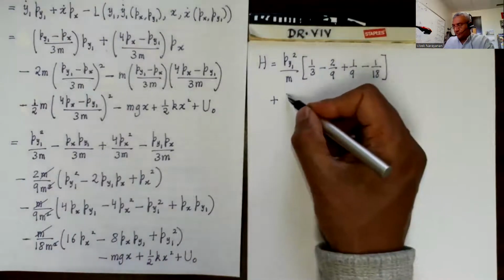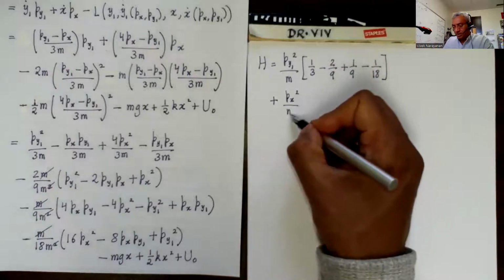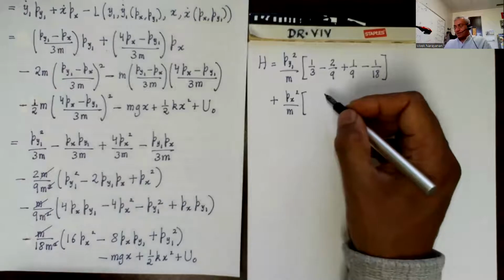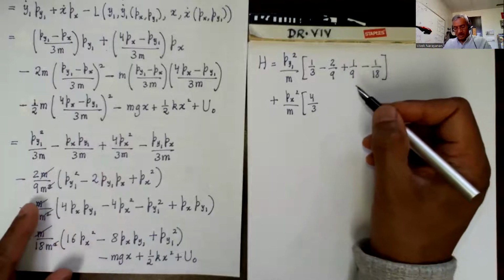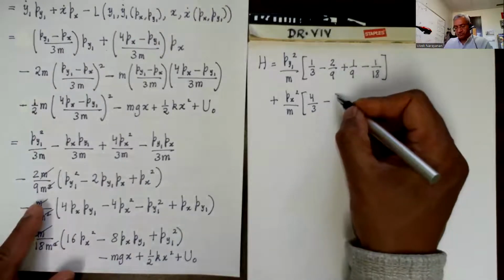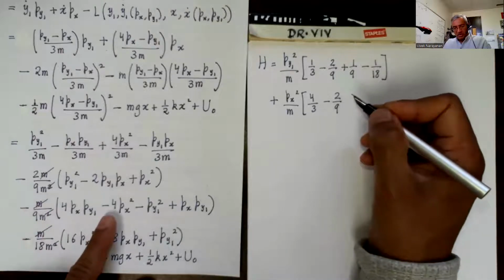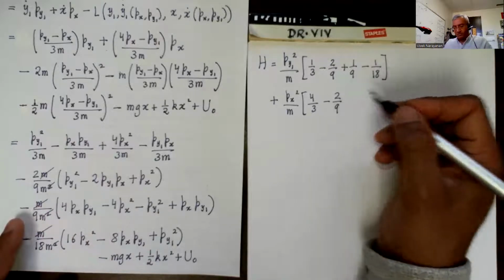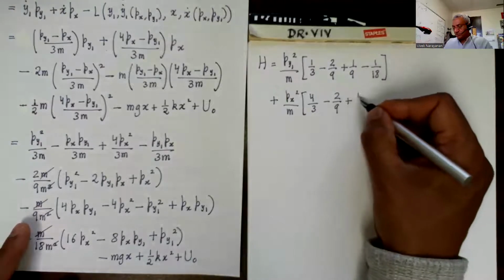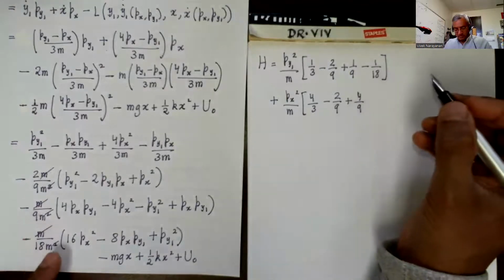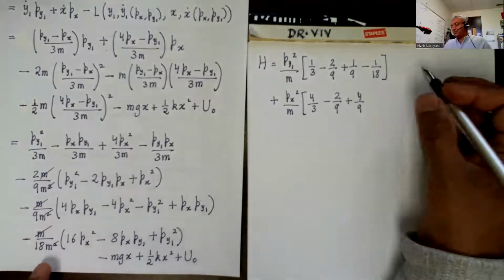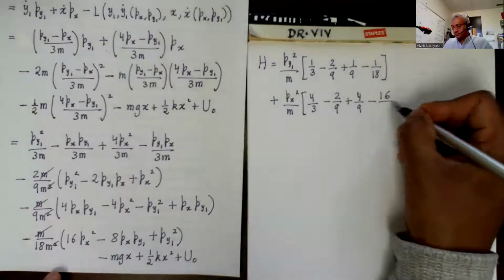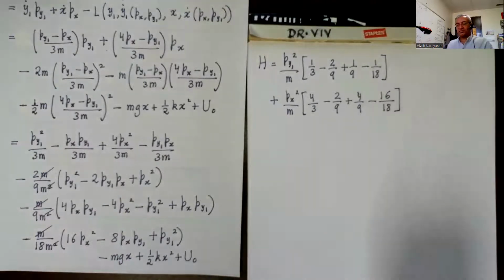And then the next term is px squared over m times. So you'll notice that there's a 4/3 here. And I have a negative 2/9. That's a -4 and a minus, so that's a positive 4/9. And then negative 16/18. All right. So that's px squared.